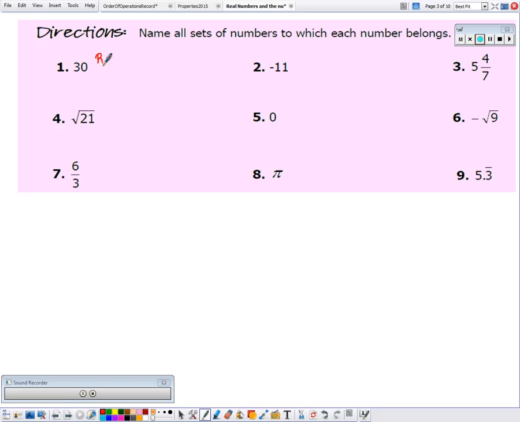30 is real. It's rational. Is it an integer? It is. It's whole. And it's natural. So all of these numbers here are numbers that we have heard of before, so we can already say that these are real numbers. For the purpose of this course, we will not be talking about non-real numbers.